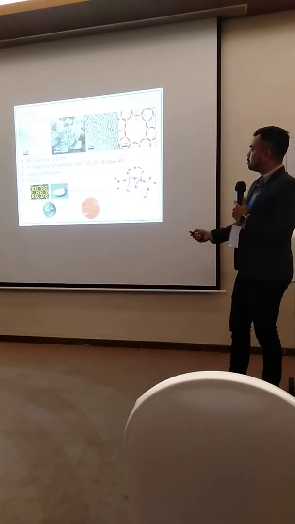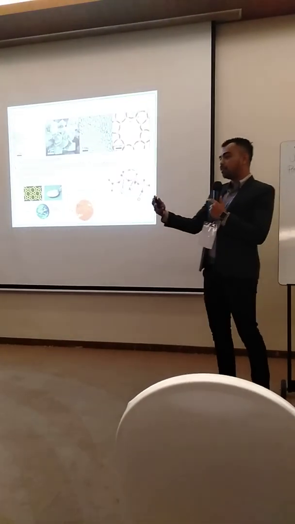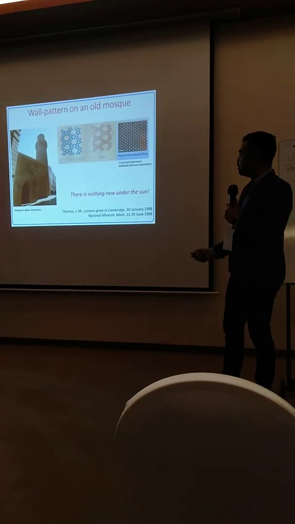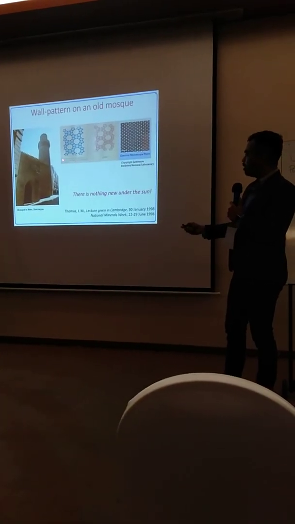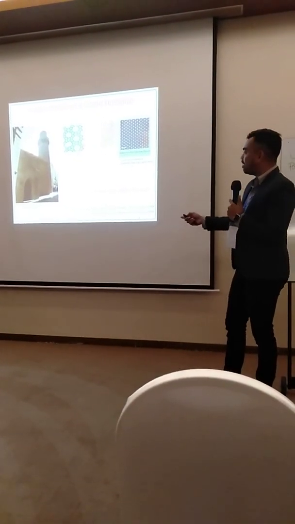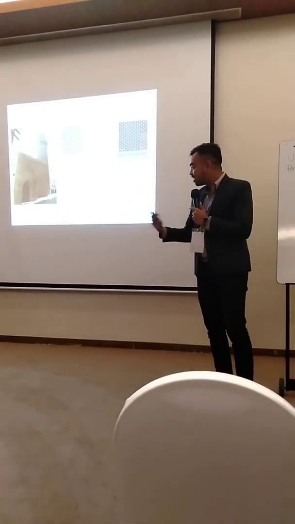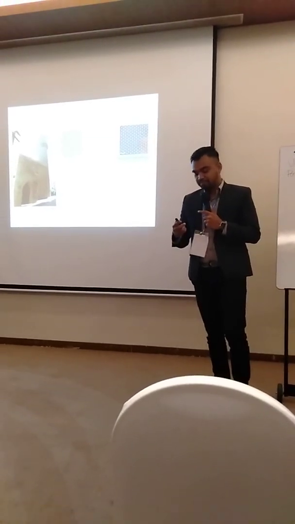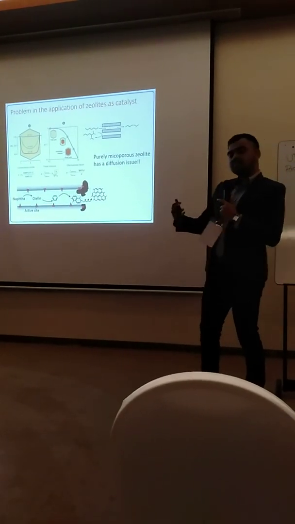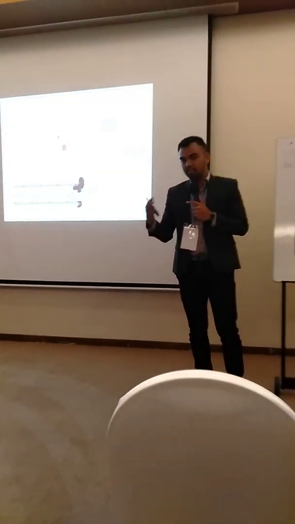So this is ZSM5, which was found by Mobil scientists. But in fact, the structure had been predicted a long time ago. This is a pattern on the wall in Maragheh in Azerbaijan 1,000 years ago, and this pattern is exactly the same as the structure of zeolite. So there is nothing new under the sun. But zeolite is the main catalyst applied in the petroleum industry.